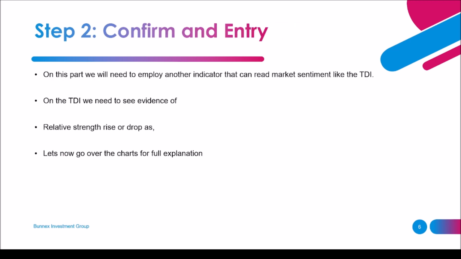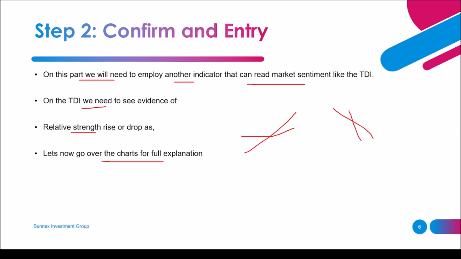The next step of our strategy is confirmation and entry. On this part, we need to employ another indicator that can read market sentiment, like the Traders Dynamic Index, or TDI in short. On the TDI, we need to see evidence of relative strength rising or relative strength dropping. So basically what we are going to be doing on the charts before we go for full explanation is we are going to look for the 50/200 EMA cross: to the upside equals an uptrend, to the downside equals a downtrend.